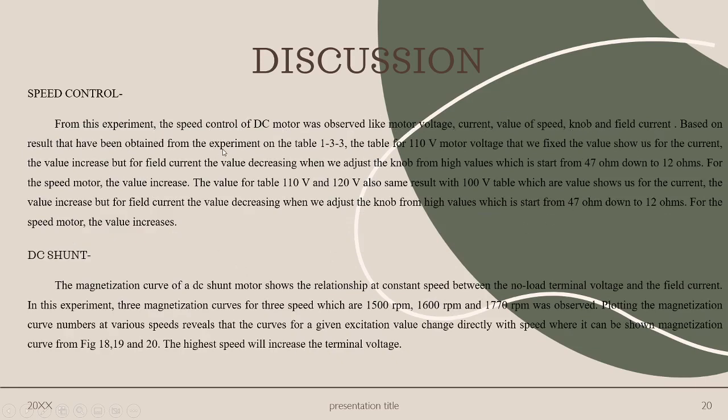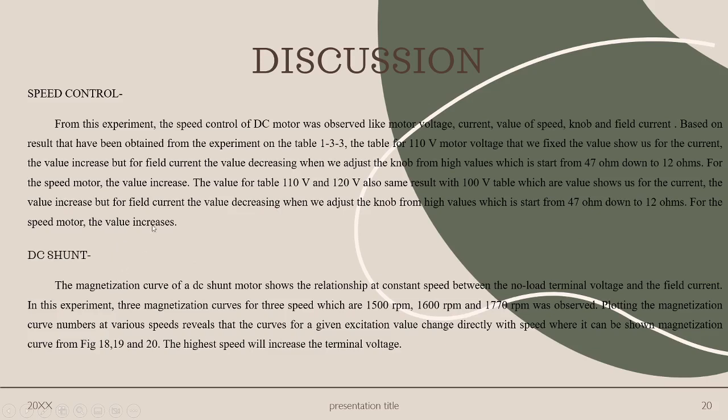Based on the result, we obtain the table for the 110 volt motor voltage that we fixed. The value shows the current value increases, but the field current value decreases when they adjust the knob from high values, starting from 47 ohm down to 12 ohm. For the tables at 110 and 120 volt, the result is the same: the current value increases, but the field current value decreases when we adjust the knob from a high value, starting from 47 down to 12 ohm. For the motor speed, the value increases.